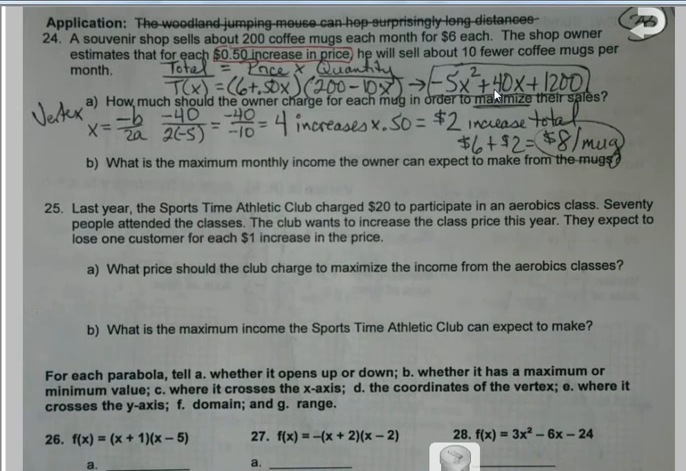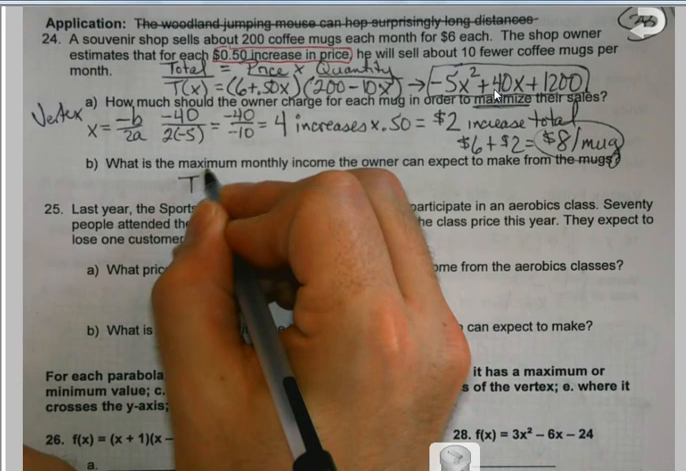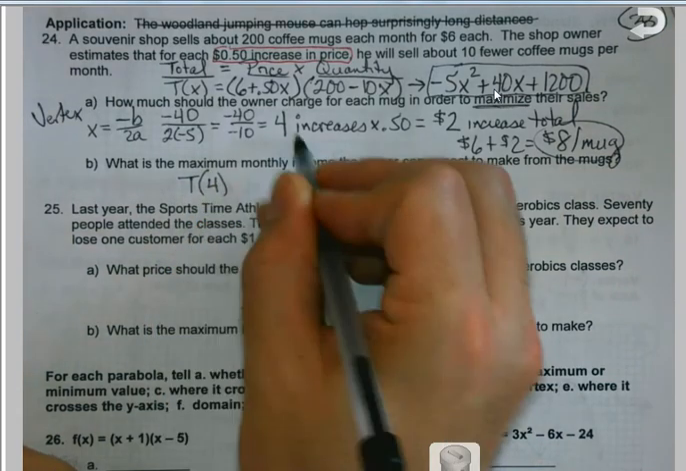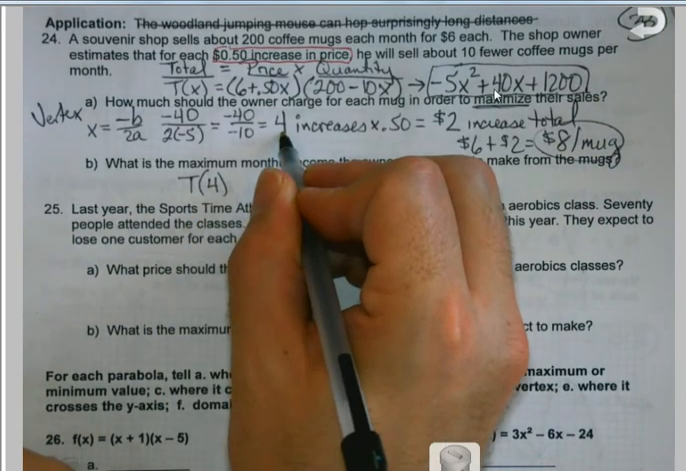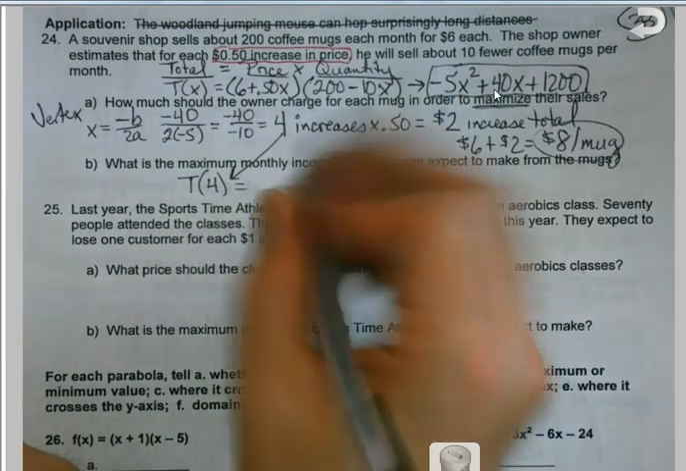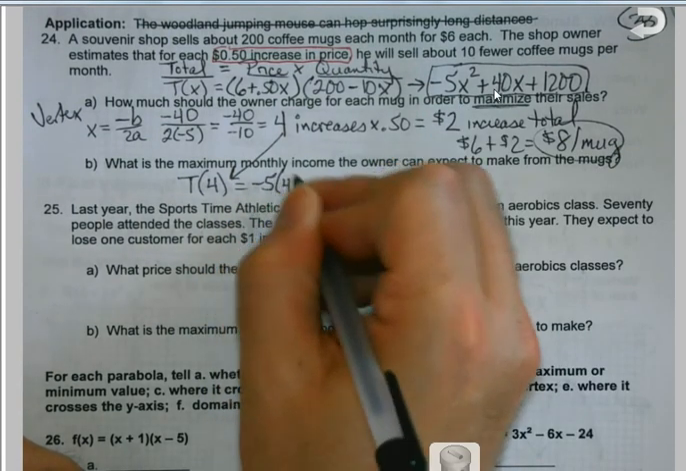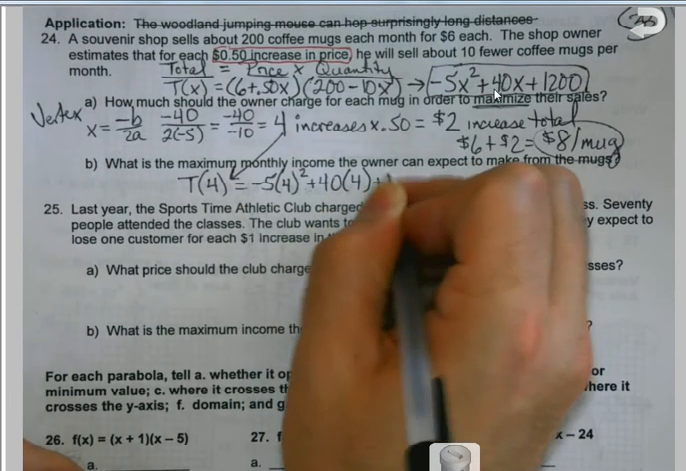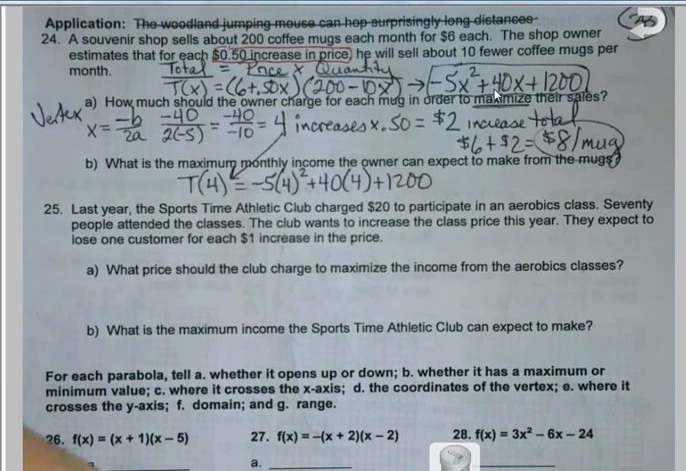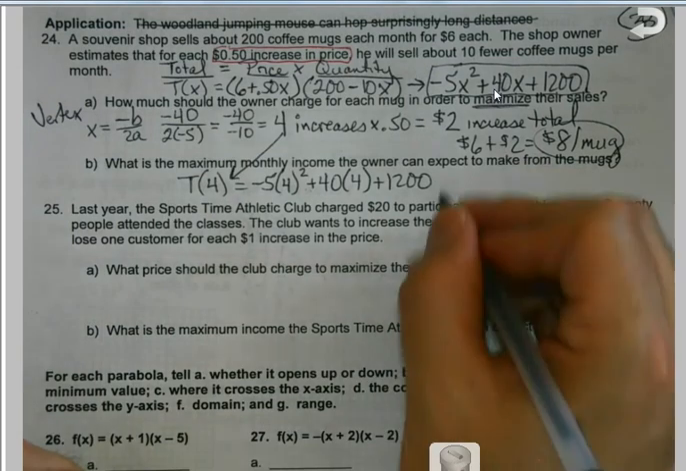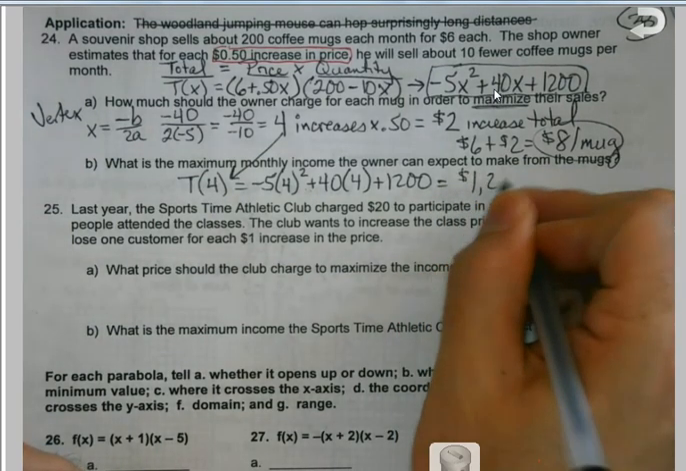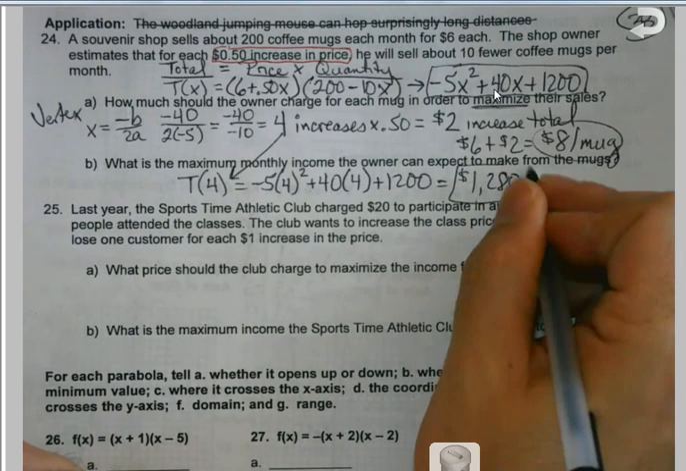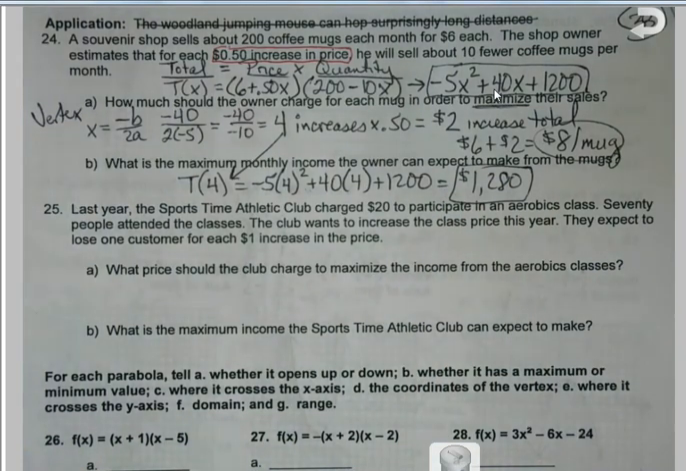And then, of course, to figure out how much that actually is, I would plug that 4, my increase value, into the expression. And that value is going to be my maximum fundage, which again I will help with the Cliff Notes version. My maximum monthly profit from selling mugs would be $1,280.